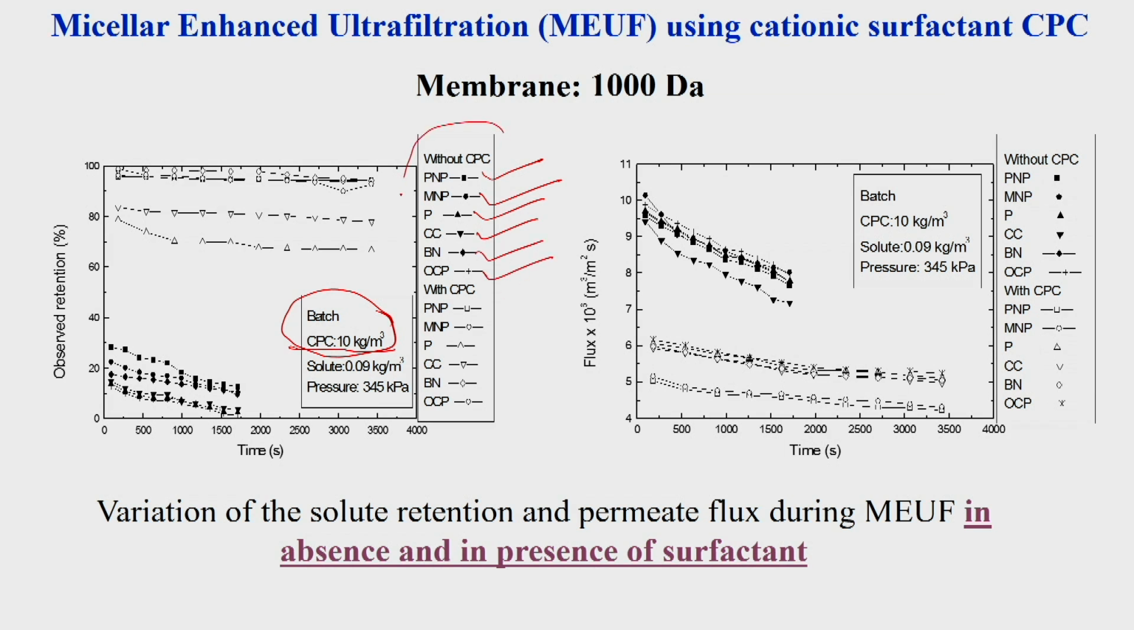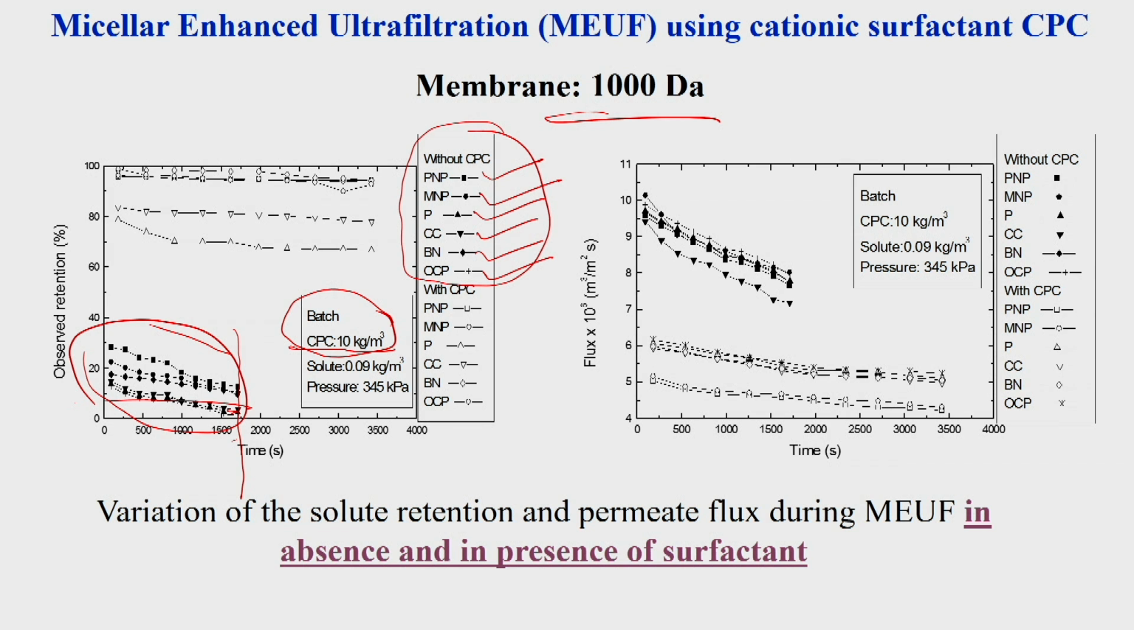in all these cases, whenever we have no surfactant, the observed retention values are always less than 30%. It indicates that the size of all the organic compounds is so small that through this 1000 Dalton membrane, that is the ultrafiltration membrane, almost all the solutes are passing, meaning the rejection rate is maximum 30%. But after say 1750 seconds, in most of the cases the observed retention values go beyond 7 or 8%.